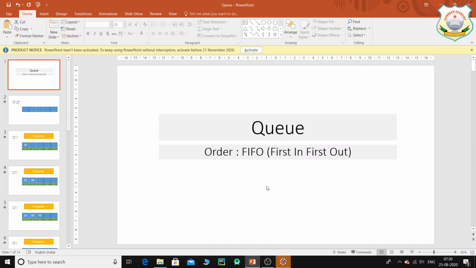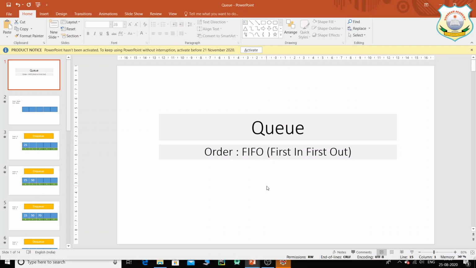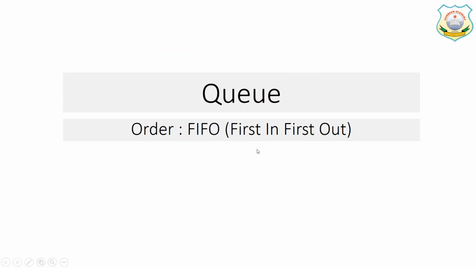For example, you're standing in a queue for a movie ticket. The person who is first in the queue will be the person who gets the movie ticket first, right? Then the second person will get the opportunity, then the third, then the fourth, and the person at the last end of the queue will get the last opportunity. So the first person who comes in the queue will be the person who gets the service first. So the order is first in, first out. That's the order of a queue.